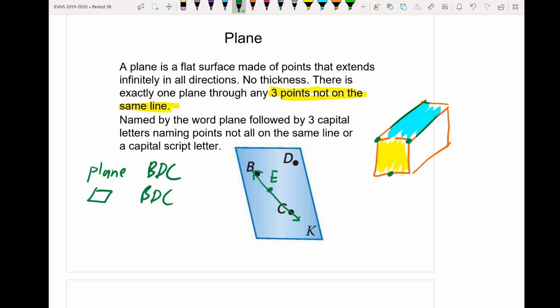Okay? There are tons of ways of naming planes. Anytime you write one on a test, I will make sure that what you write is actually valid, because it's entirely possible you come up with an answer that I didn't think of, or I just didn't write down. The other thing you can do is write plane, and then use your script or italicized capital letter. So this one would be plane K. Also, the parallelogram symbol would work as well.